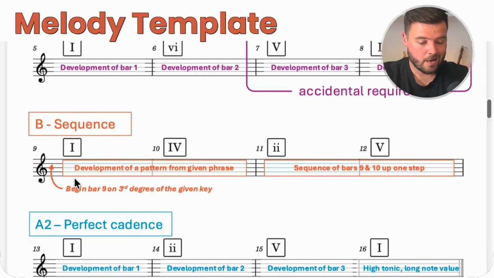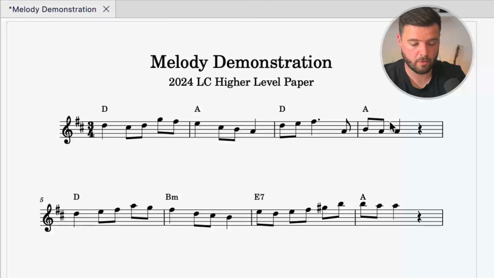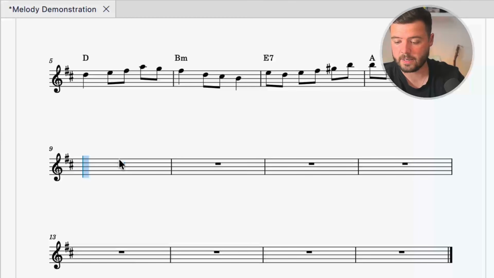I get my students to start the B sequence on the 3rd degree of the given key. So again, you're going to need to think back. We're in D major here. What is the 3rd note in the scale of D major? If you go up, D is the 1st degree, E is the 2nd degree, the 3rd degree is F sharp. So straight away, I know in bar 9 here, I can start on F sharp.